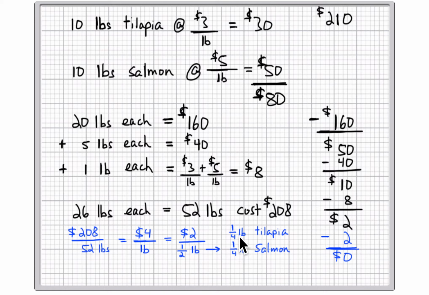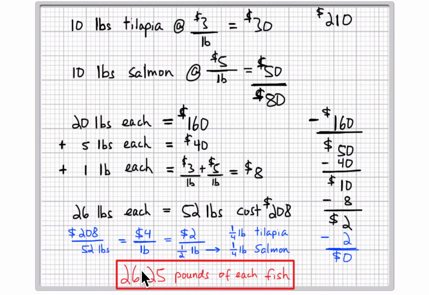So that 1/4 of a pound costs $1. This 1/4 of a pound of salmon costs $1. And I'll show you how you get that in a moment. So that's this $2. So I spent my $2. I spent all of my $210. How much fish have I purchased? Well, I've purchased 26 1/4 pounds. 26 pounds here, plus 1/4 of each kind of fish here. So I've purchased a total of 26 1/4 pounds of each fish.